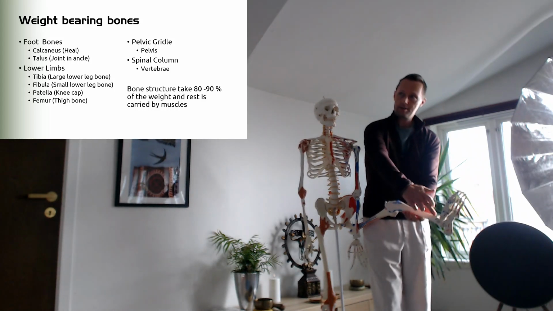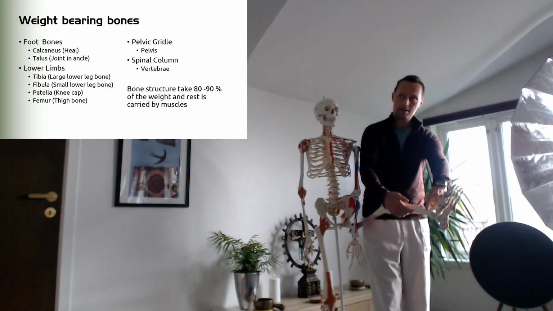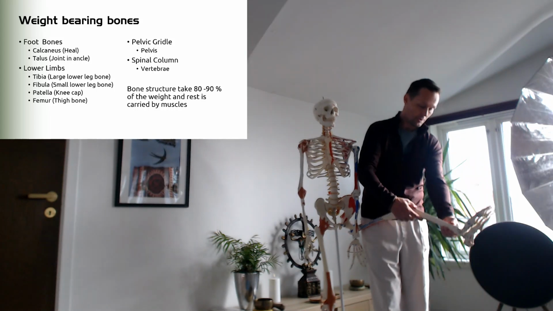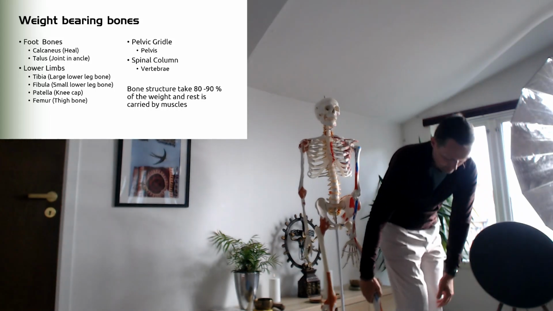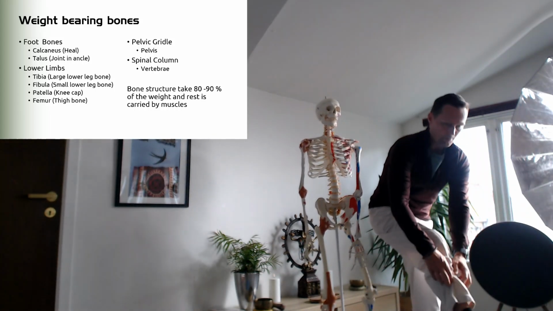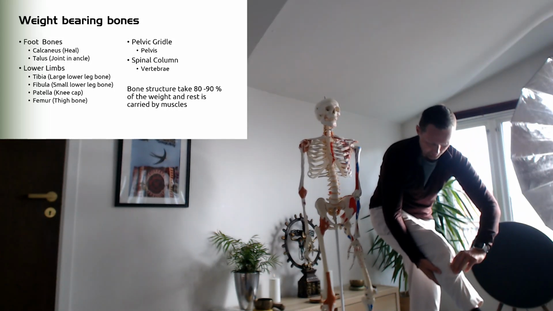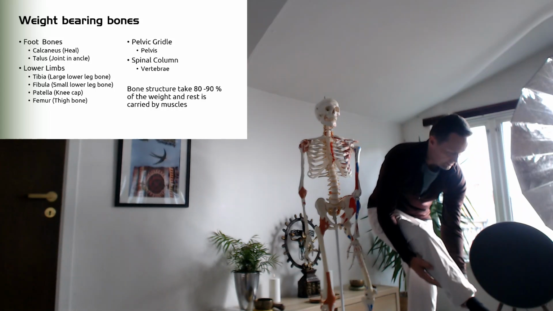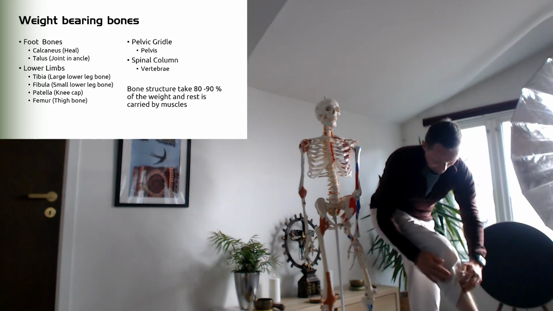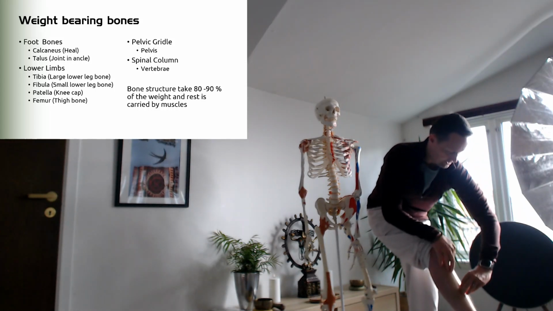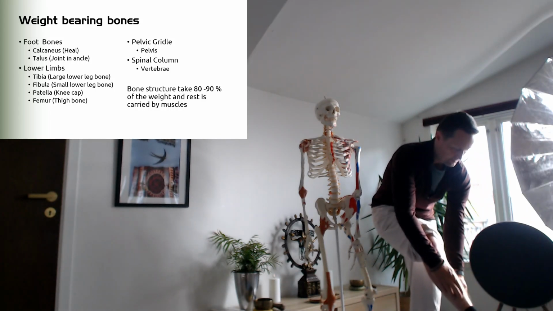The next is the tibia. The tibia is the big one, the big front leg bone. That's the one that you can feel on the front. If you get hit here, it's very painful. It's this one that you can feel on the surface here, and you can see it.